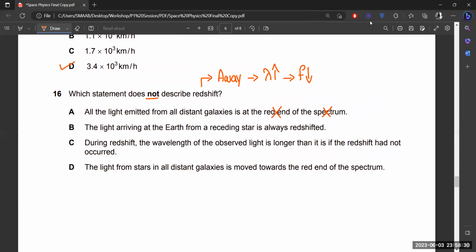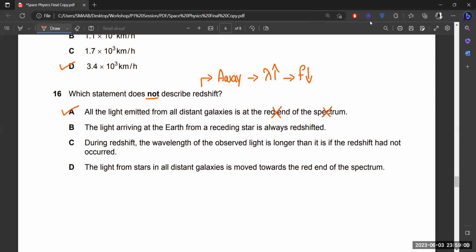Basically, redshift is taken from the concept of the spectrum, but it never describes the spectrum, because in redshift we never discuss the spectrum. We only take the reference of red and blue color, just like the electromagnetic spectrum, but that never explains that galaxies are at the red end of the spectrum. So statement A, the first statement, is not correct. This is the right choice because we need to select the wrong statement.